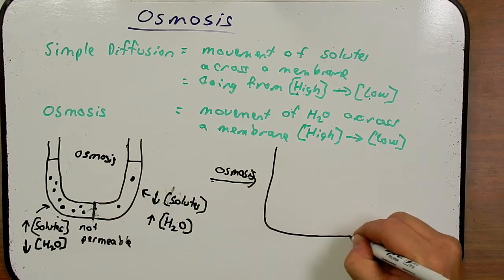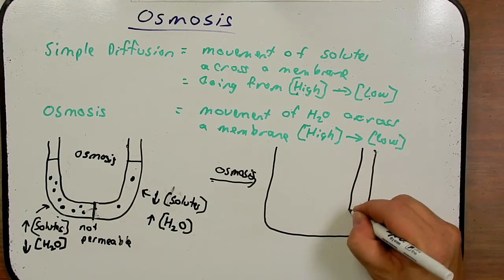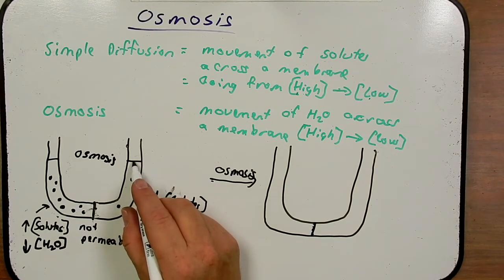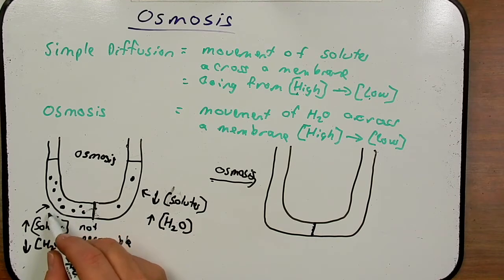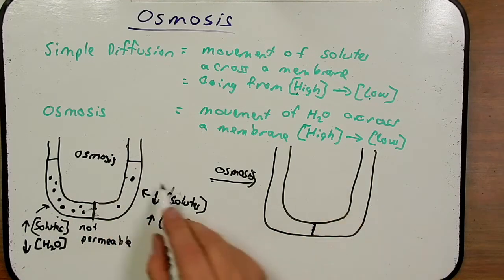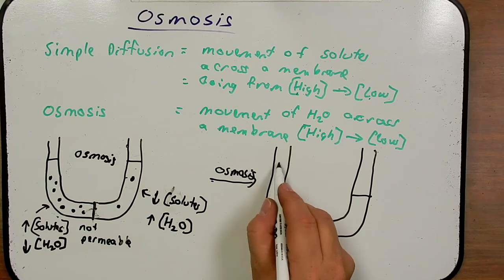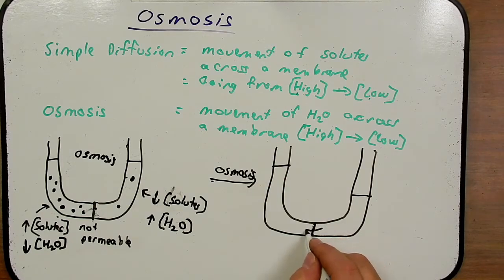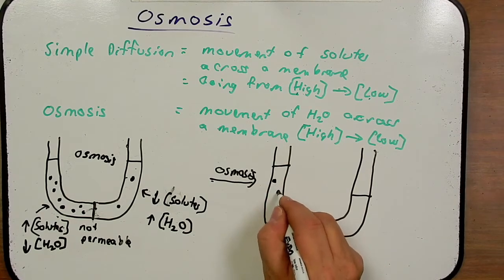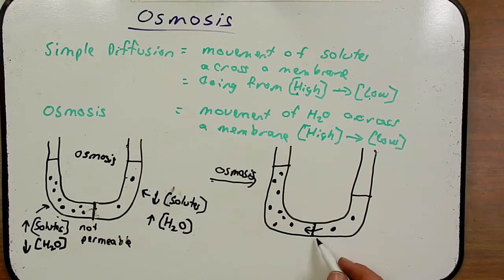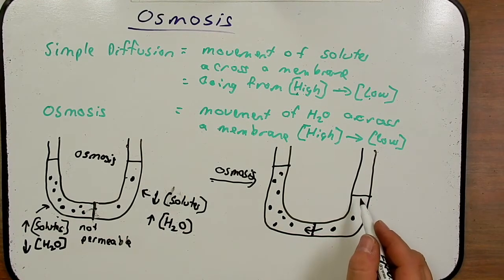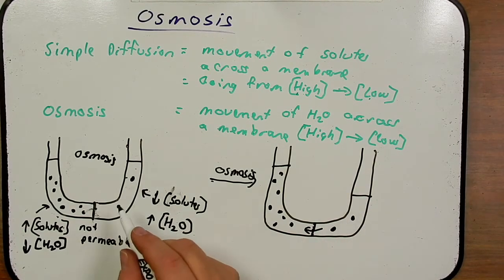So let's draw the results. Because it's the water movement from a high concentration of water on this side to a low concentration of water on this side, our water level will go down. And over here, it will go up because water has moved in this direction. The concentration of solute is going to stay the same on both sides because this membrane is still impermeable to the solutes, but not to water. So the water moves from a high concentration of water to a low concentration of water.